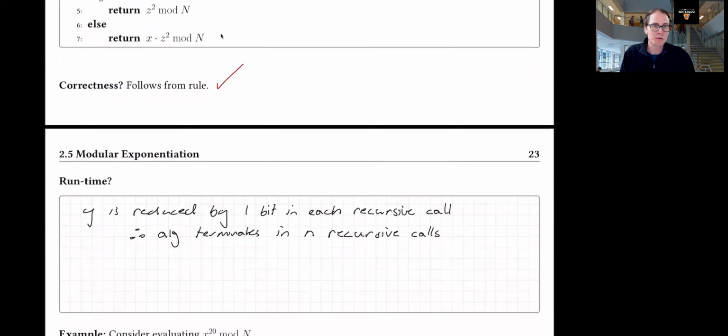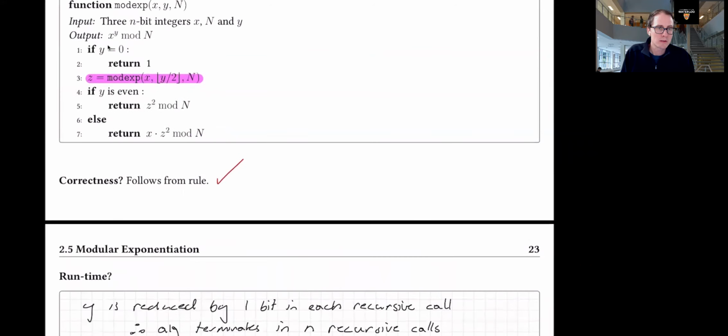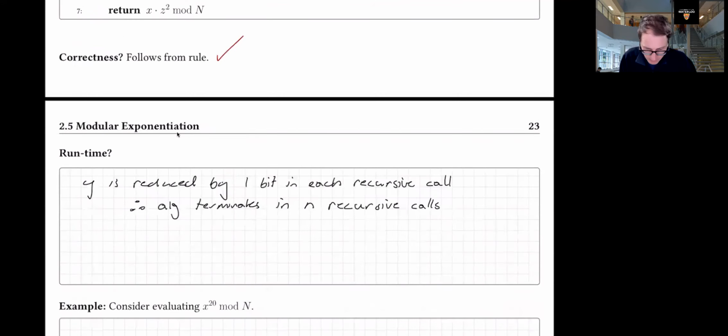Now, what do we do in each recursive call? In a recursive call, we evaluate an if statement. We check if y is even or odd. These are both order 1 operations. And then we either compute a square or we compute a square and then another multiplication. So if you think of squaring as just evaluating z times z, then that's 1 multiplication in the case y is even, or it's 2 multiplications in the case y is odd.